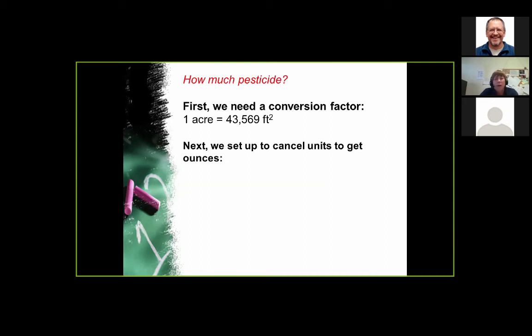So we're going to pull up that conversion factor, and now we're going to multiply these numbers together, but we're going to do it in a way that cancels units so that we get to the ounces that we're looking for. So our rate is 12 ounces per acre. We know that 1 acre per 43,560 square feet, our acres cancel out if we multiply this way. And it's 160 square feet is what we are applying this pesticide to. And now we have our square feet canceling out as well. So we have the unit that we want, which is ounces.